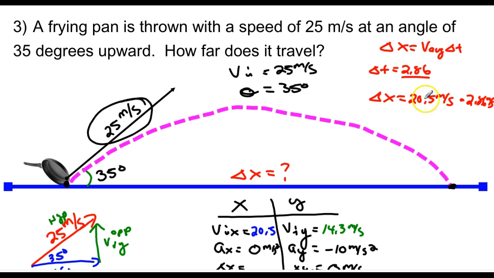We know that this is our average velocity because there's no acceleration. So if there's no acceleration, the initial velocity is going to be the final velocity, and it's really going to be the instantaneous velocity at any point in the trip. So with no change to the velocity, that means this is also the average velocity. So taking 20.5, times 2.86, I'll get the total distance traveled, which is 58.63.